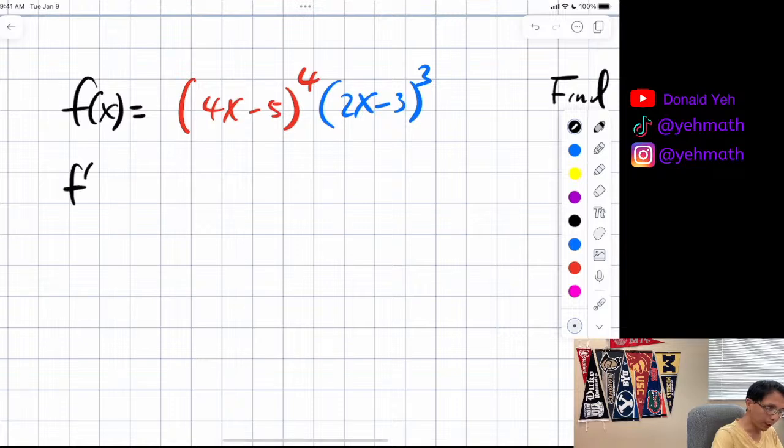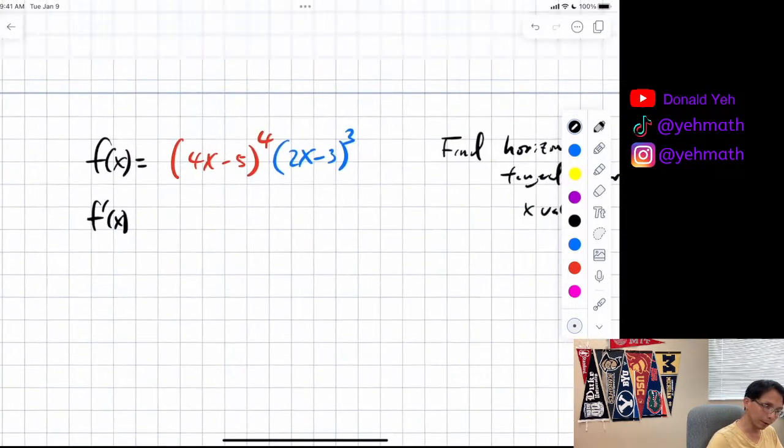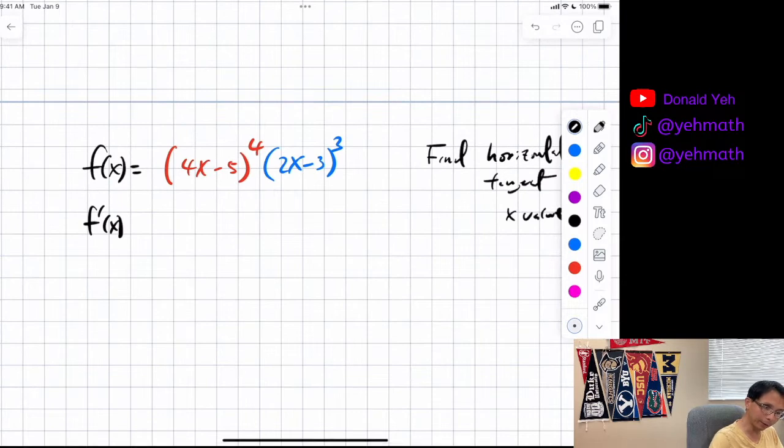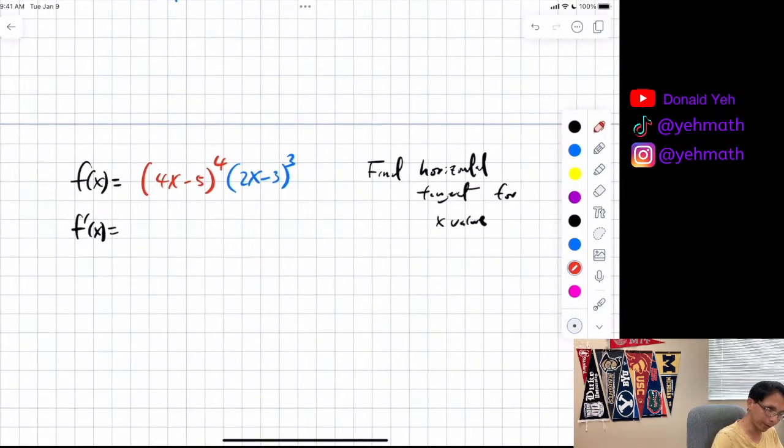Simple. So f prime of x, and what I'm going to do is keep everything very organized. Handwriting really matters right now, and I know I'm not the person to talk about handwriting because I don't have good handwriting, but I have better handwriting than most of you guys.